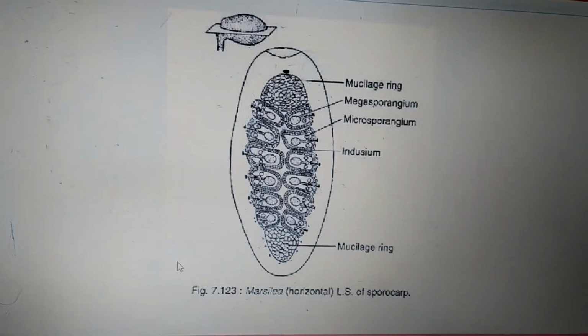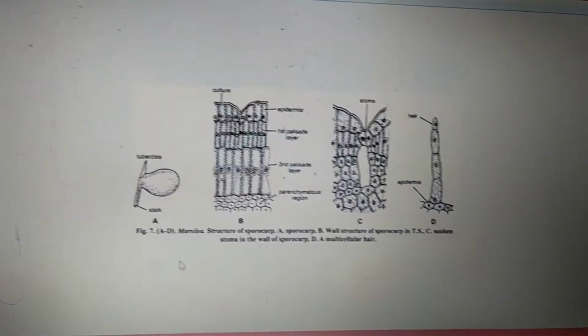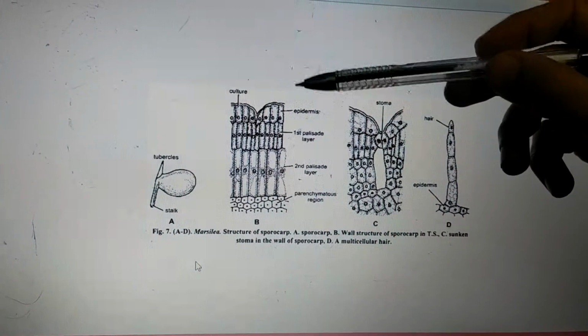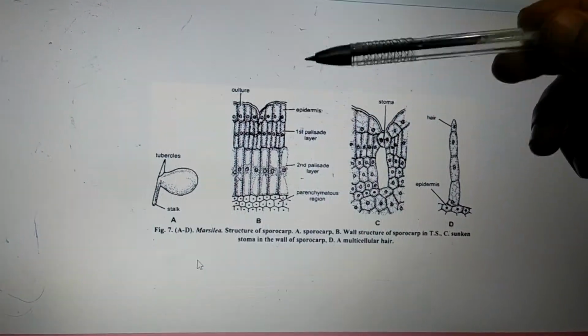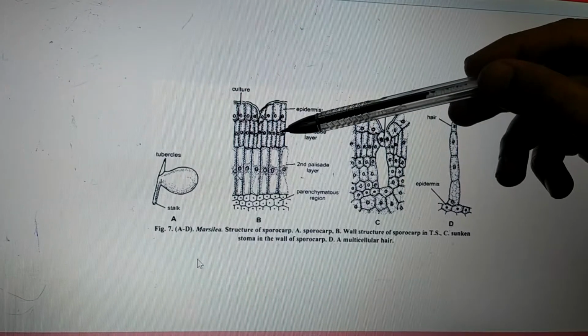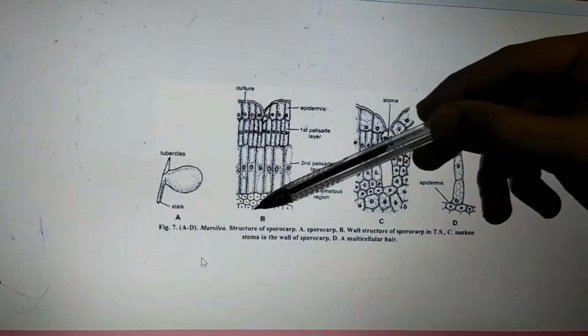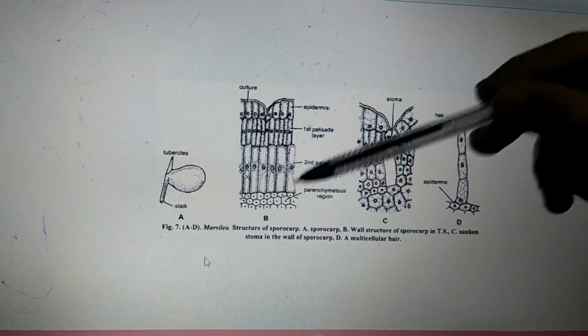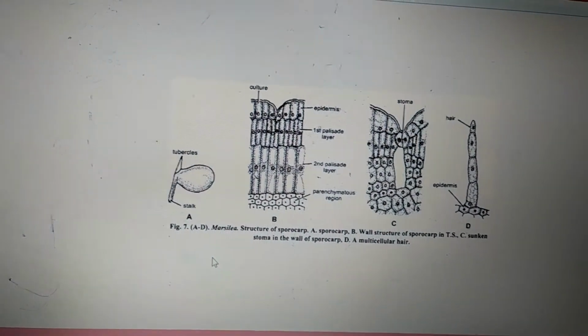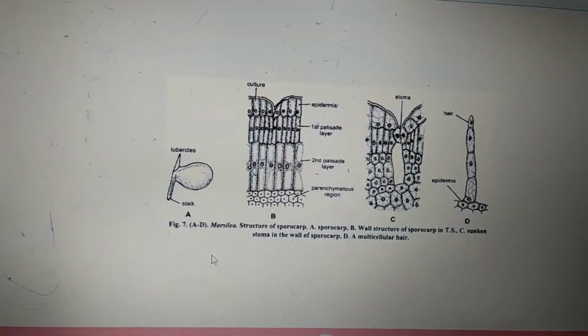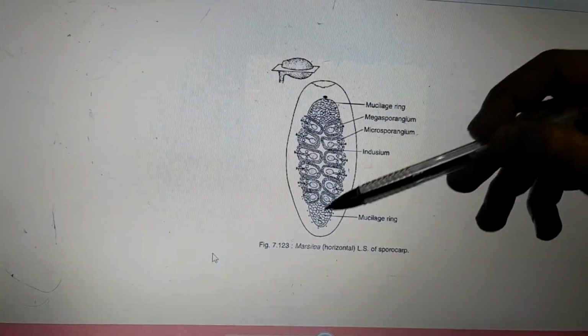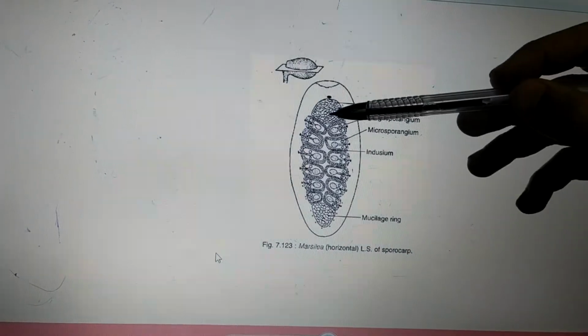Now, from where this mucilage ring came into existence is, this is a picture of the wall of the sporocarp, which is made up of 3 different layers, that is epidermis followed by 2 hypodermis. Inner to the hypodermis, we have a parenchymatous region. The cells in this parenchymatous region are filled with gelatin. This gelatin is going to absorb water and it is going to form these mucilage rings, which are situated above and below.